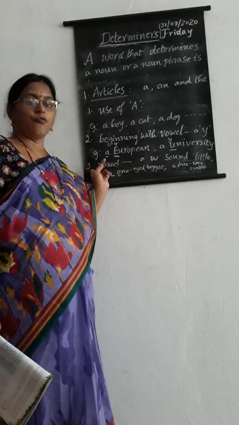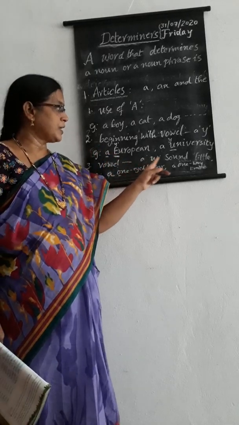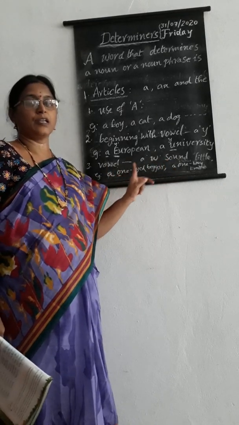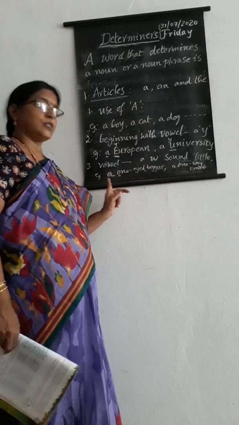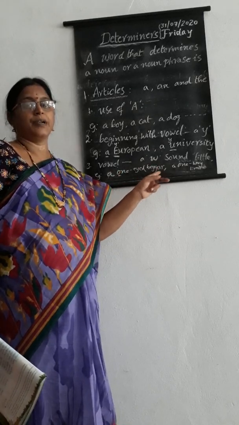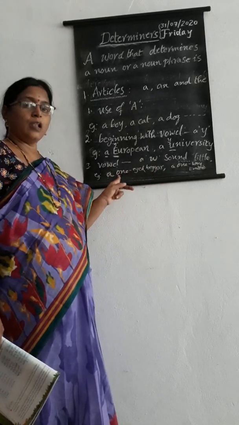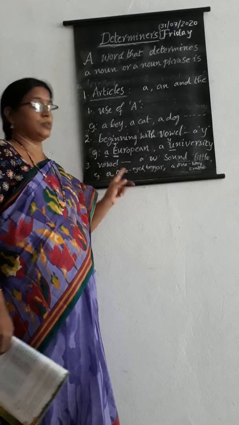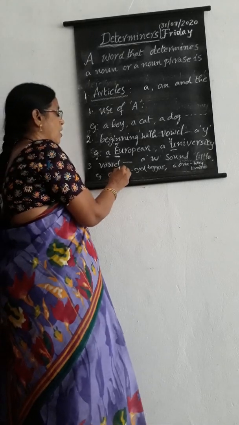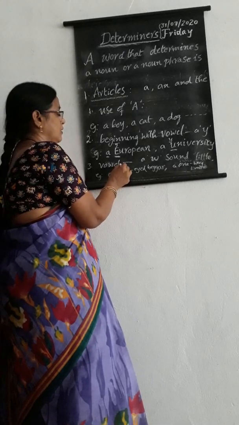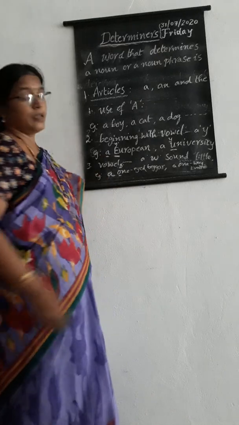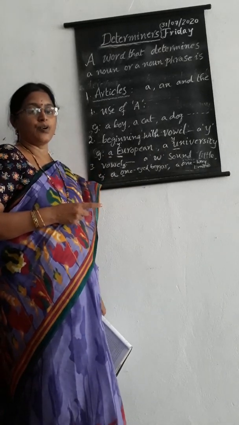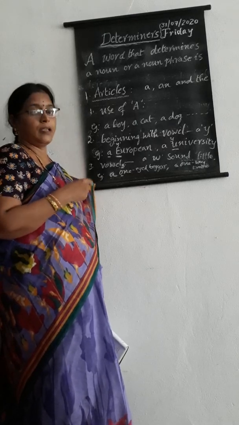Point number 3. A word beginning with a vowel but it gives a W sound. For example, a one-eyed beggar, a one-way traffic. One gives a W sound. In Telugu, it is the Va sound. A one-eyed beggar, a one-way traffic. So these 3 points you have to remember before using the indefinite article A.